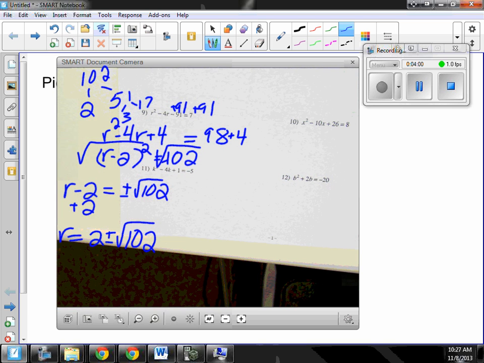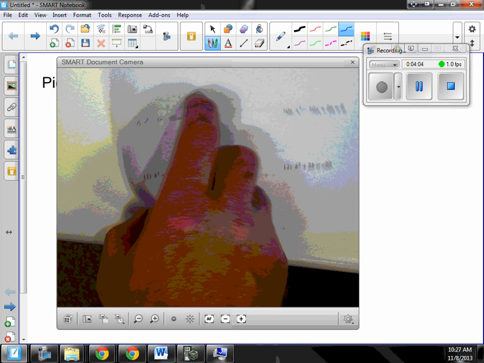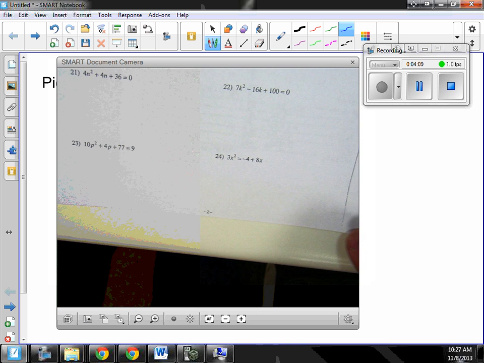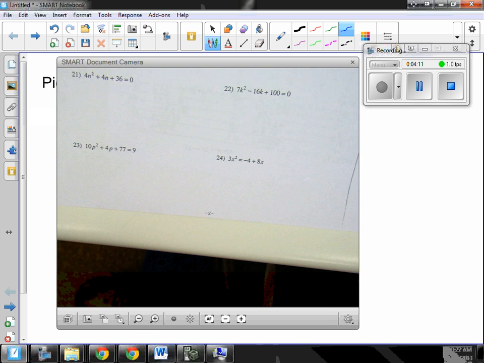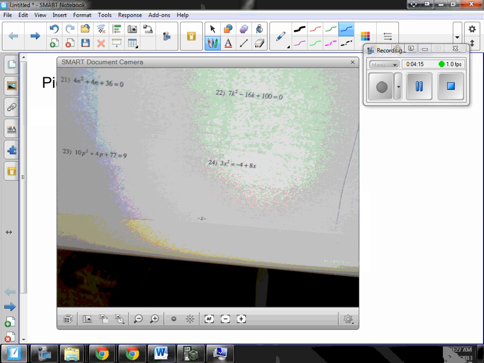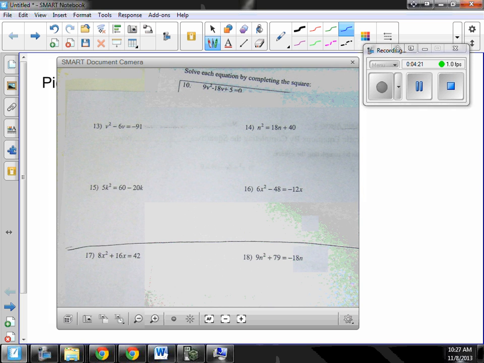Okay, turn the page. Now notice on the back side, the honor students will do 17 through 24. Yeah, they're harder to do. And non-honor students will just do the first 4 problems. But there's something tricky about number 14.